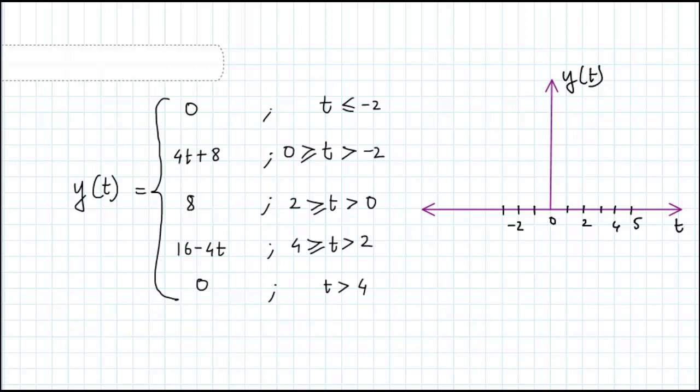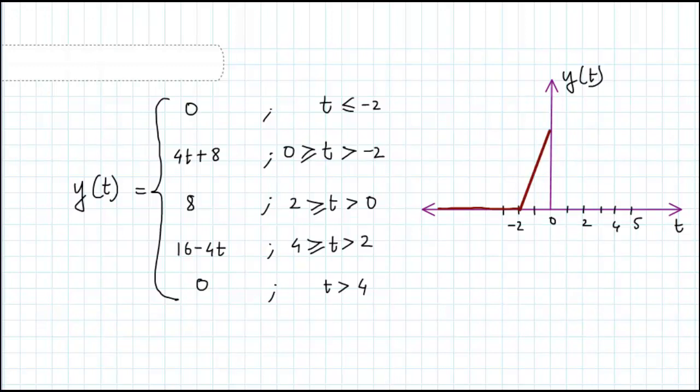So now I am going to draw the signal. Up till minus 2 it is going to be 0. If you put t equal to minus 2 in this equation, the value is going to be 0. If you put t equal to minus 1, you can see that it is going to be 4. So based on that, you will see that up to 0 it reaches the value 8. It goes all the way up to 8, so it should be a straight line.